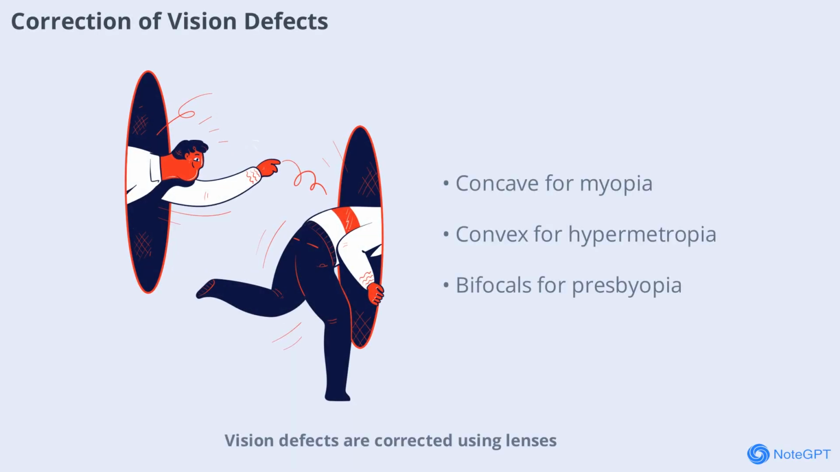Vision defects are corrected using lenses. Concave lenses correct myopia by diverging light rays, while convex lenses correct hypermetropia by converging light rays. Presbyopia is often corrected with bifocal lenses. These solutions help millions of people see clearly and lead active lives.